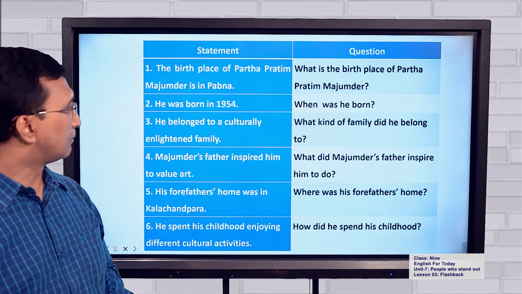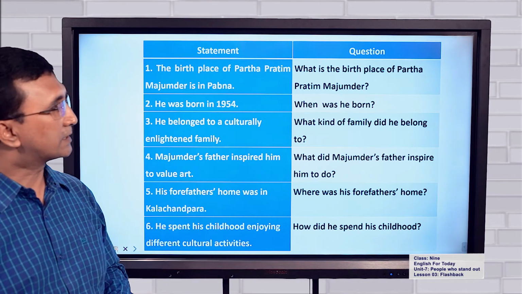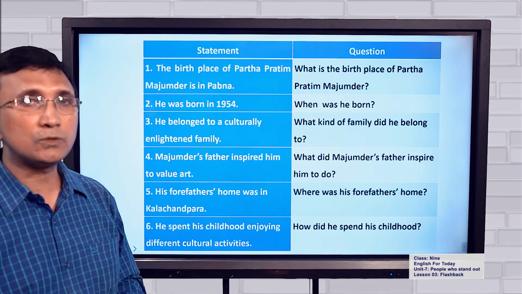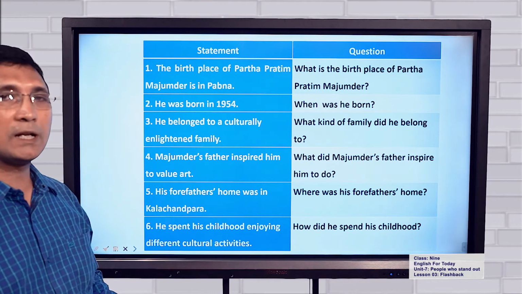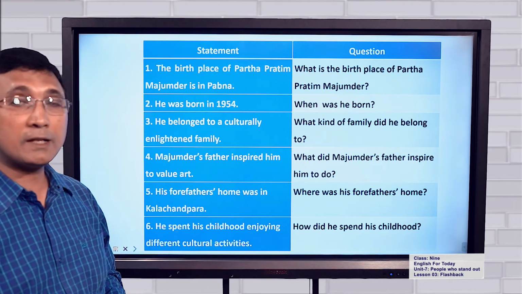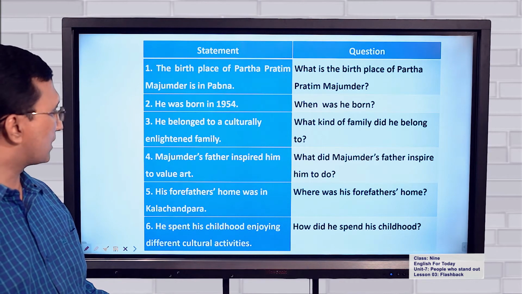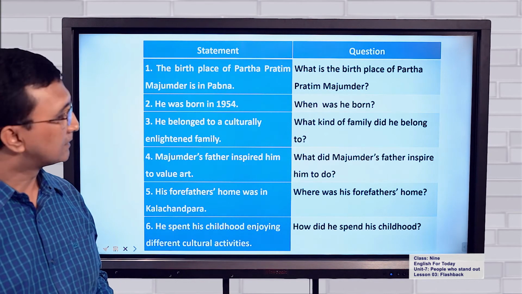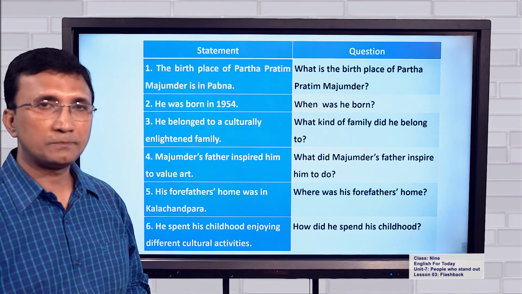Number 3, he belonged to a culturally enlightened family. The question is, what kind of family did he belong to? Statement number 4, Majumdar's father inspired him to value art. The question is, what did Majumdar's father inspire him to do? Number 5, his forefather's home was in Kanachatpara. And the question is, where was his forefather's home?